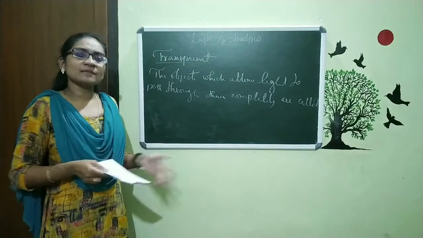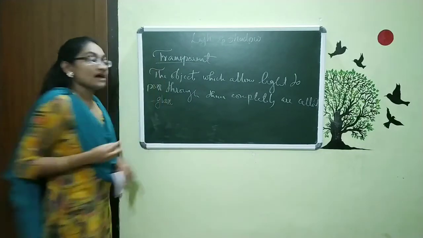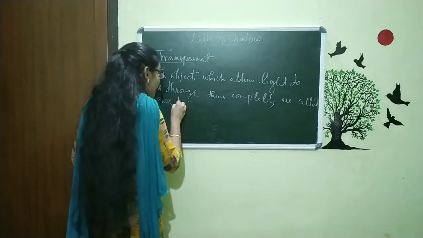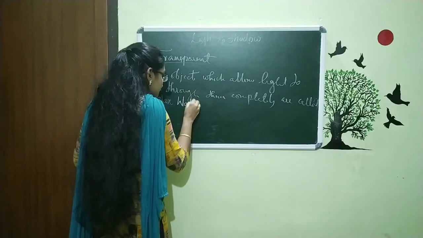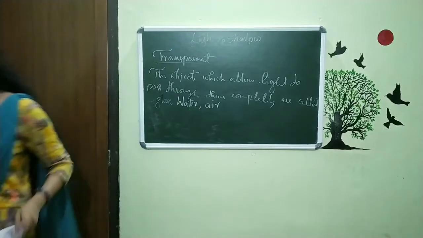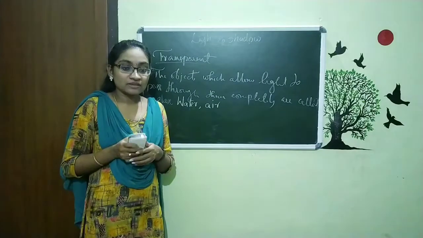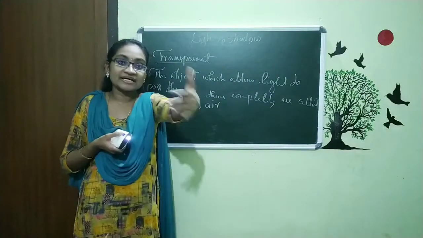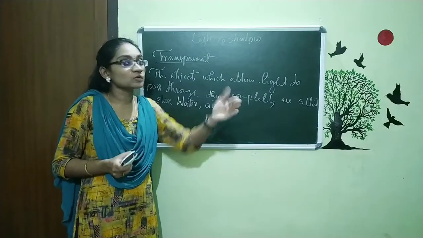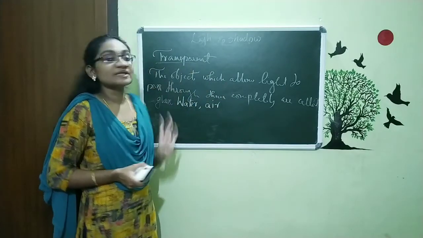So which are the examples for this transparent? One is glass, we already said. Glass is the another one. Another one is this water, air. These all are transparent materials. That means I am just taking the torch and giving light. Now here you can see through the air light is transmitting. No obstacles or nothing. So we can say through the air light transmits completely and so it is transparent material.